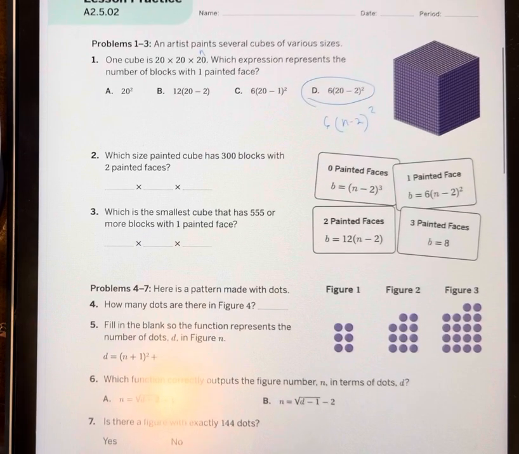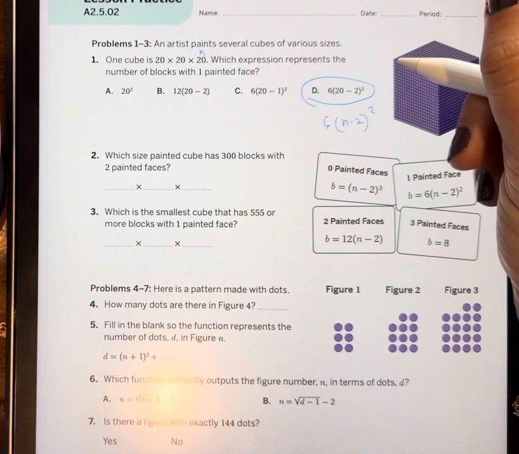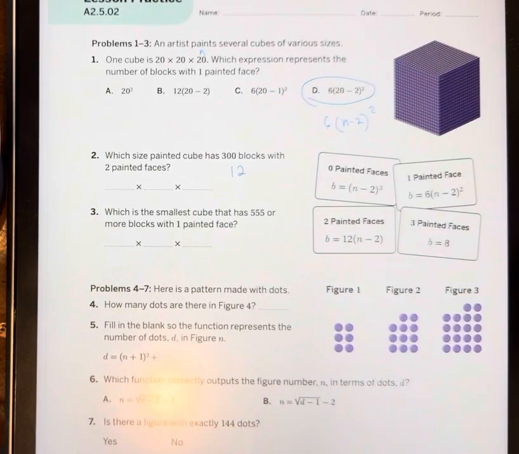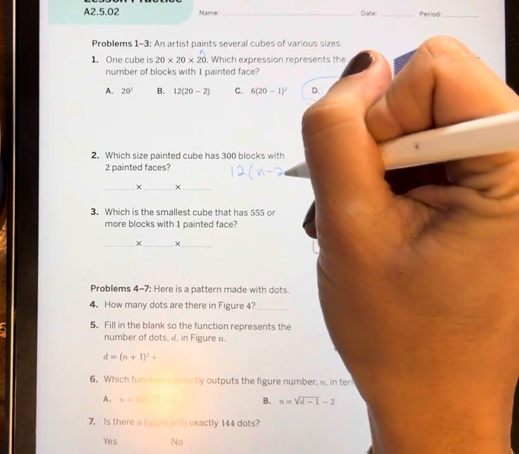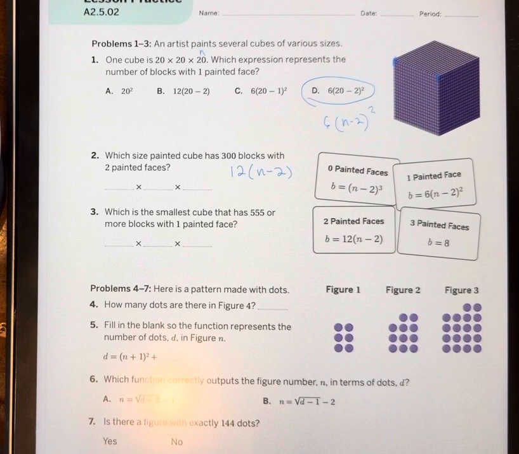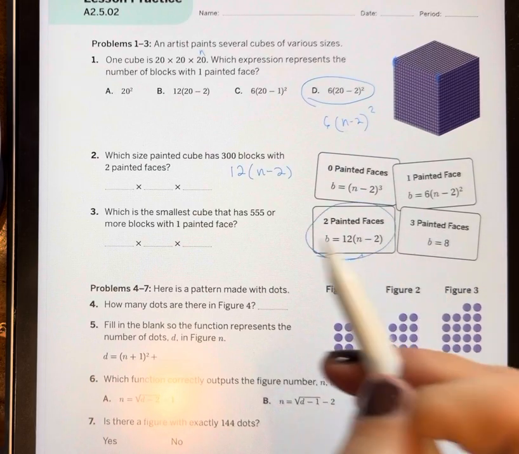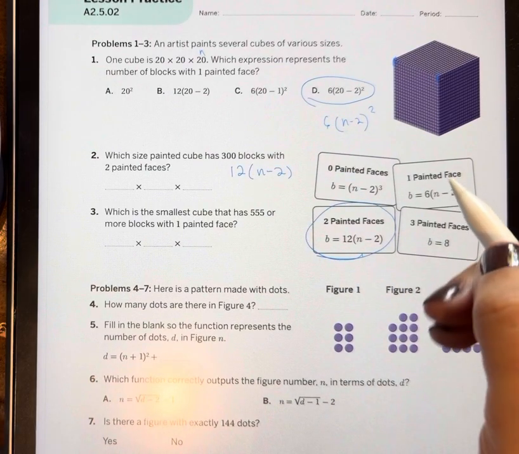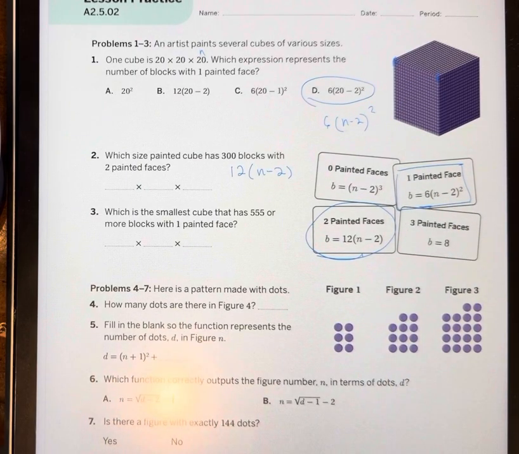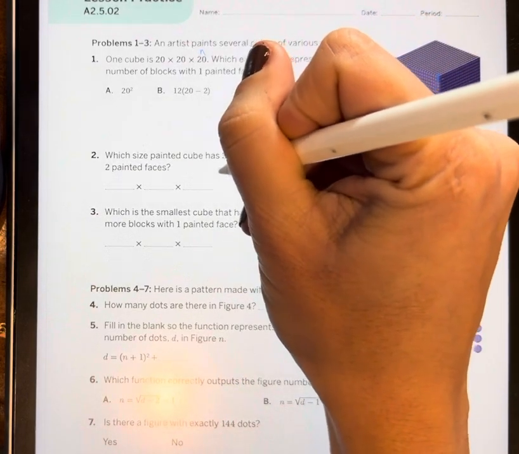Okay, let's keep going. Which size painted cube has 300 blocks with 2 faces? So 2 faces were these edge pieces. There are 12 edges in the cube, and we were going to have n-2 of them, because again, remember, we always have to subtract 2 to get the corners out of there. Oh my gosh, look, the formulas are right here. Okay, I see it now. Either way, we can figure it out without it. 12 times n-2, and this is the number of blocks.